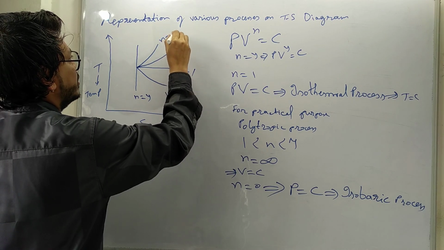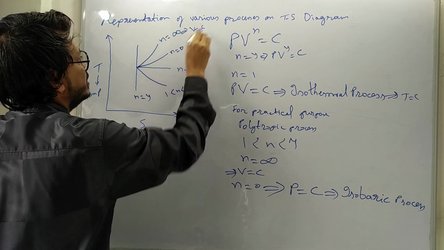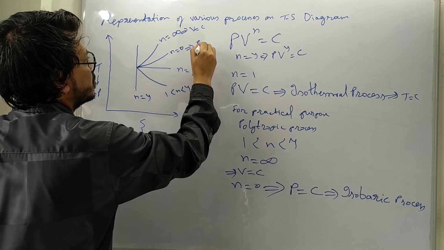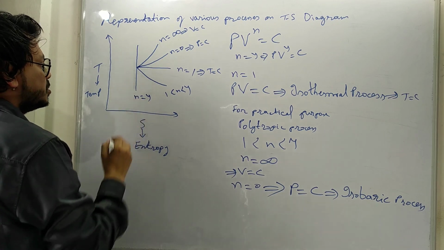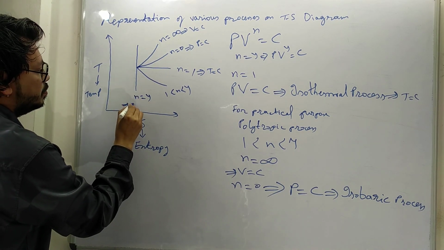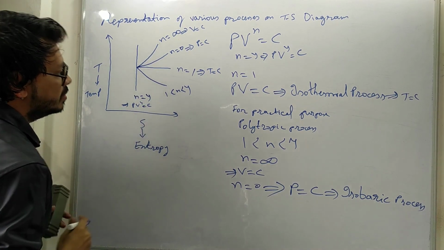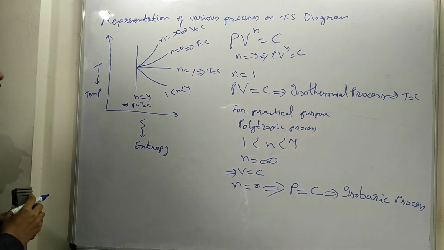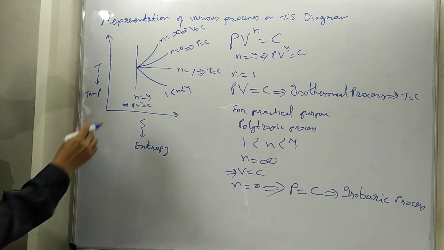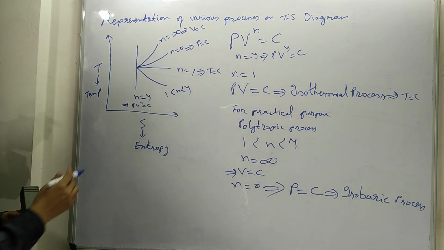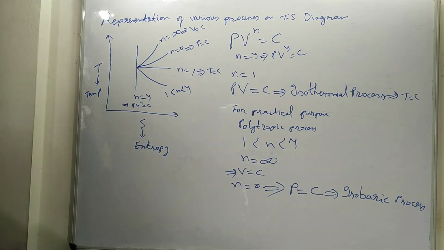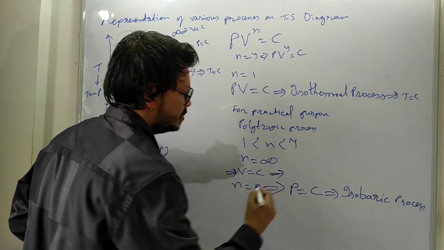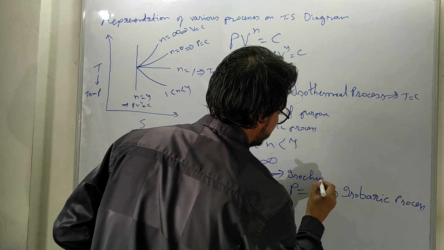N equals to infinity, this implies V equals to constant. N equals to 0, this implies P equals to constant. N equals to 1, this implies T equals to constant. N equals to gamma, this implies PV to power gamma equals to constant. Now this is the graphical representation of various processes on TS diagram. This is helpful to solve the questions which are asked in ESE examinations. V equals to constant means isochoric process.